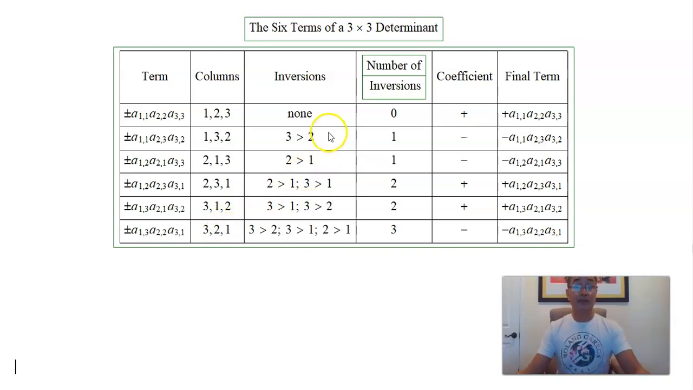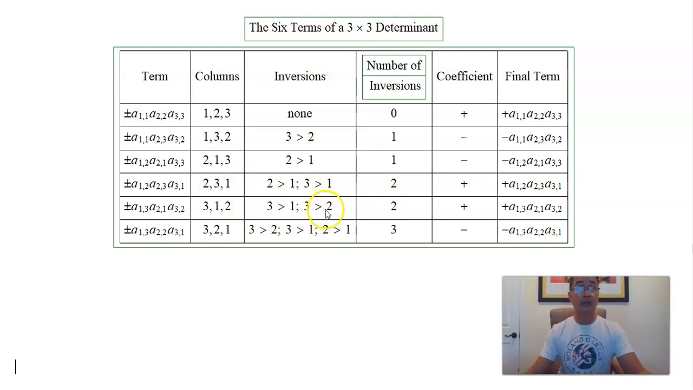Okay, so let's look at the inversions. 1 is not bigger than any, 3 is bigger than 2. So that's the only one. 2 is bigger than 1, but not 3. 1 is not bigger than 3. So there's 1 inversion also. 2 is not bigger than 3, but 2 is bigger than 1. So that's an inversion. 3 is bigger than 1. That's another inversion. So this has 2 inversions as well.